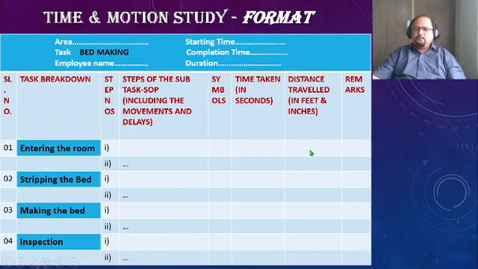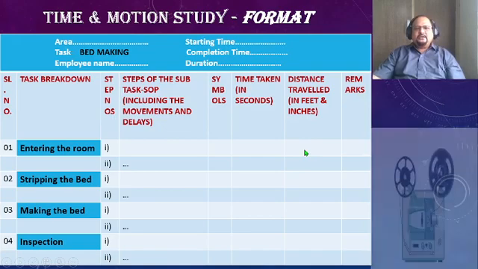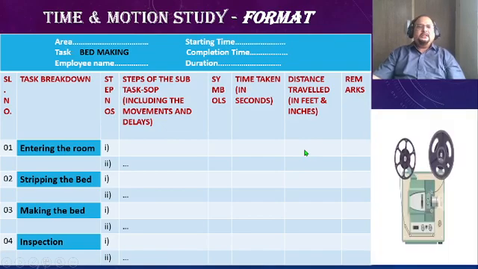Then you'll write how much time is taken to complete that task. And if there is any movement, if the person is traveling, in that case, you write down the distance and then remarks if any. So each step will have a symbol and each step will take some time. So you have to definitely mention the time here. If a person is moving from one place to another, you will note it down here. If not, you can just leave this column blank. So in this way, we have discussed the format.